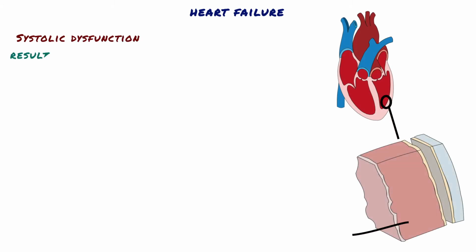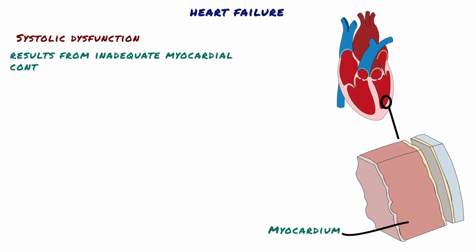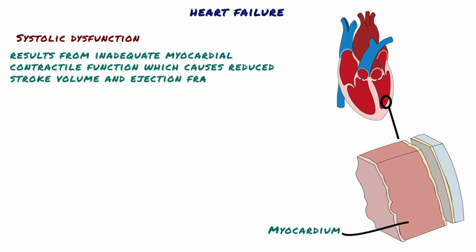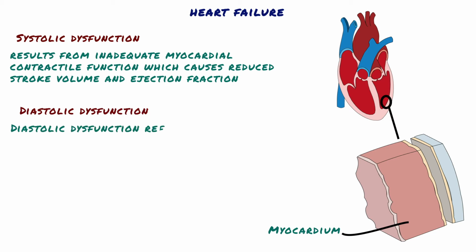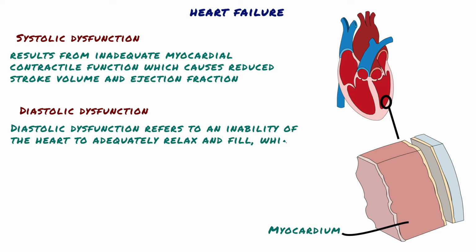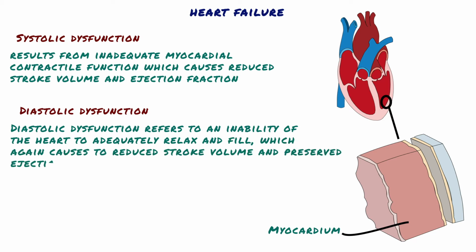Heart failure may result from systolic or diastolic dysfunction. Systolic dysfunction results from inadequate myocardial contractile function, which causes reduced stroke volume and ejection fraction. Diastolic dysfunction refers to an inability of the heart to adequately relax and fill, which again causes reduced stroke volume and preserved ejection fraction.